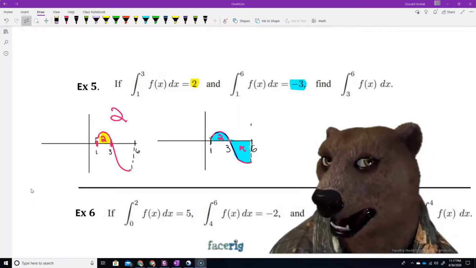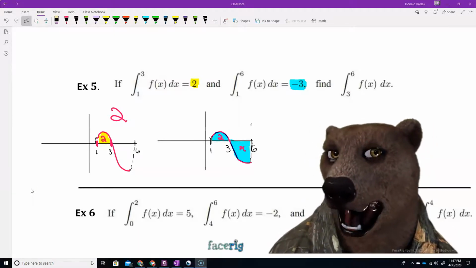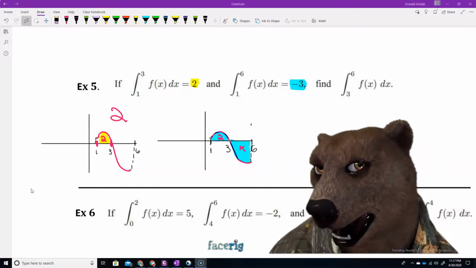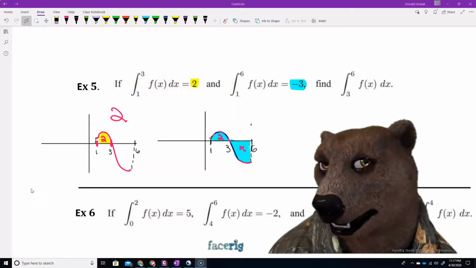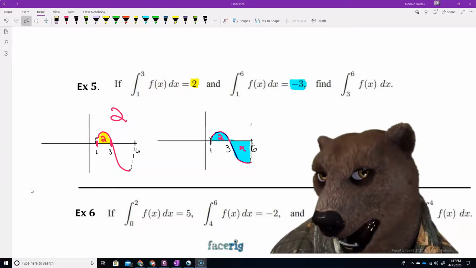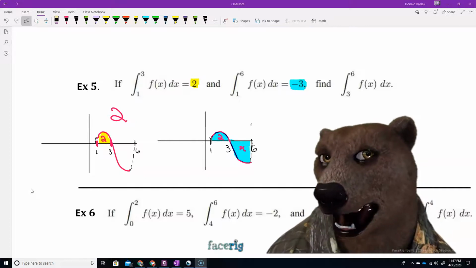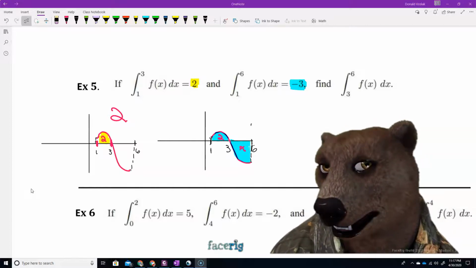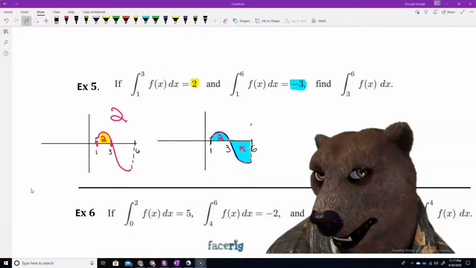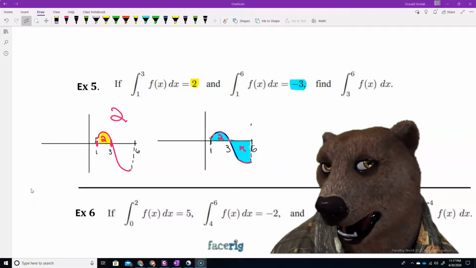All right, now if you take that same function and we calculated the integral from 1 to 6, these two values right here would add up to be negative 3. So then the question is asking you, what's the integral from 3 to 6? So that would be this area that's labeled with x.